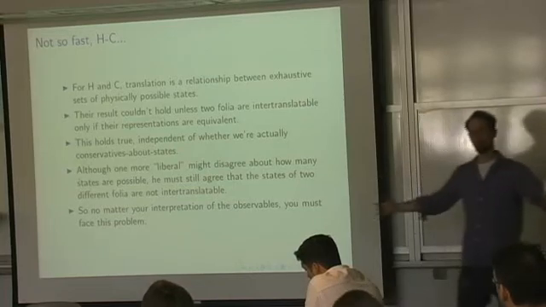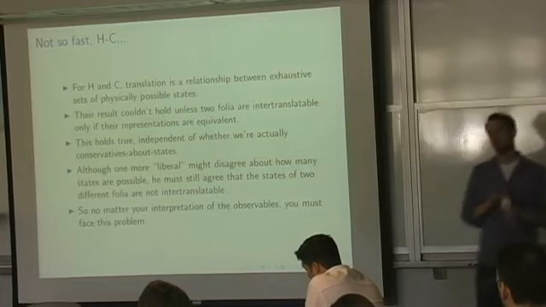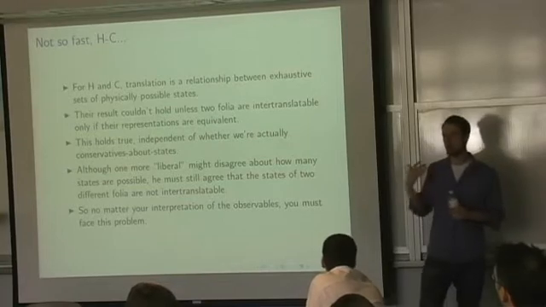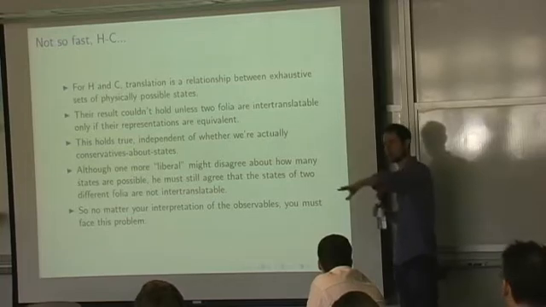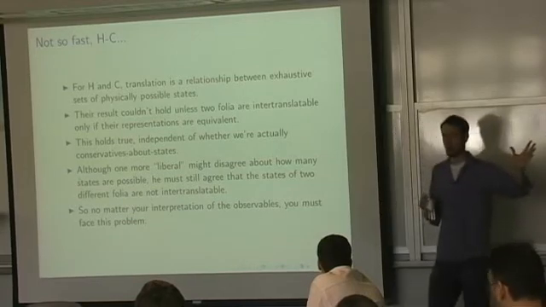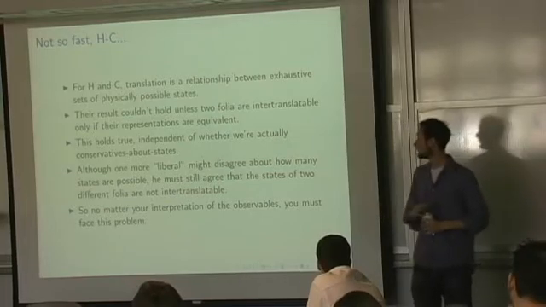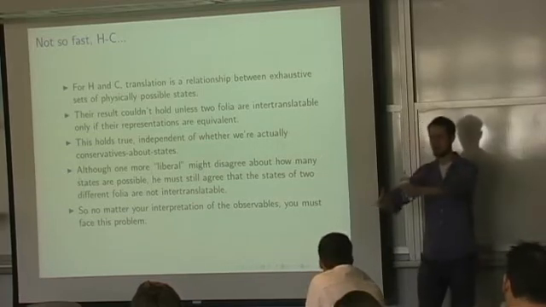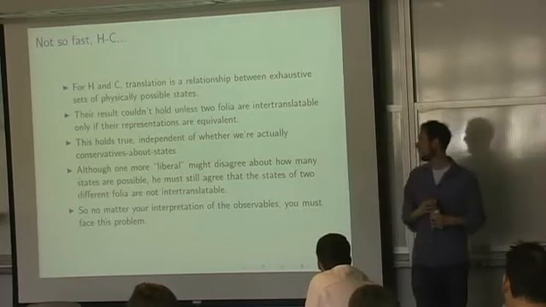Suppose you had somebody who was more liberal about states watching these two guys jaw on about this. He says, okay, these two guys are stupid about what states are possible, right? They're making a mistake in saying that all the possible states are in one folium. But they can't be making a mistake about whether the states in the plus z folium are physically equivalent to the states in the plus x folium. That's just a mathematical fact, that I can't make a translation scheme between those two bunches of states. Right? So this result couldn't hold unless two folia by themselves, considered as packets of states, are intertranslatable only if their representations are equivalent. Okay.